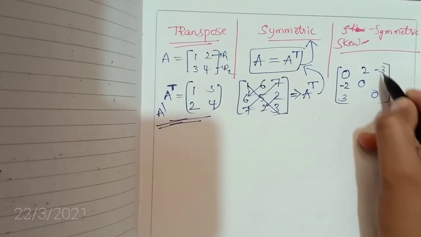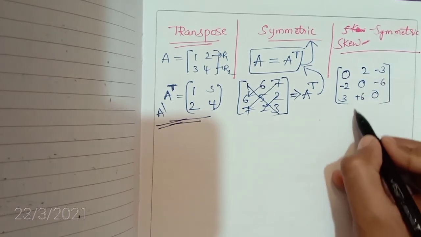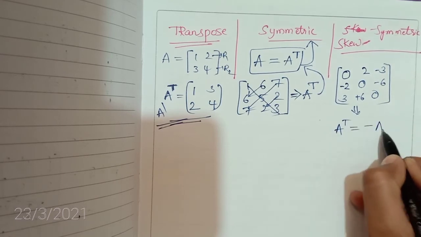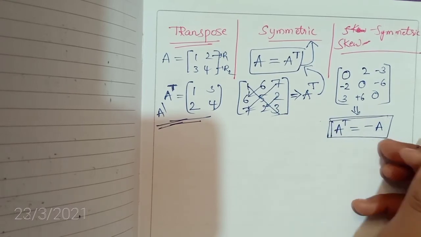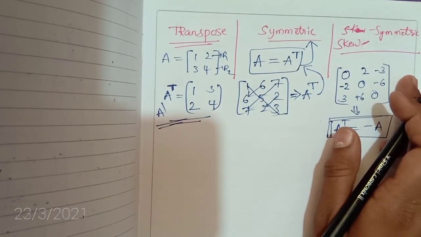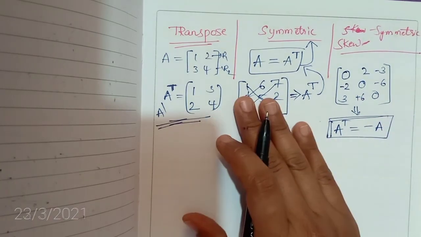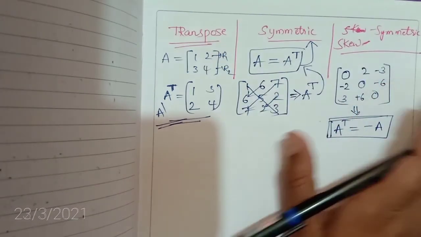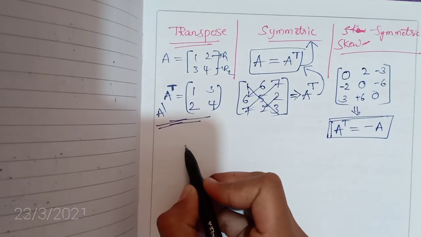If I take 3 here, it must be -3. If I take +6, it should be -6. So when you do the transpose of this matrix, it is equal to minus of the given matrix. Okay, so when this condition is satisfied, this is known as skew symmetric matrix. I hope you got this point. If you have not got it, I'll explain it once again. Just drop a comment, I'll explain this. It's very simple actually.